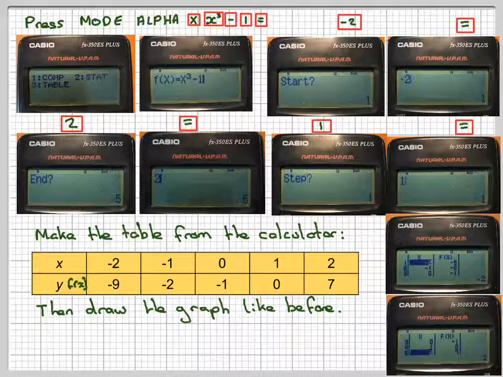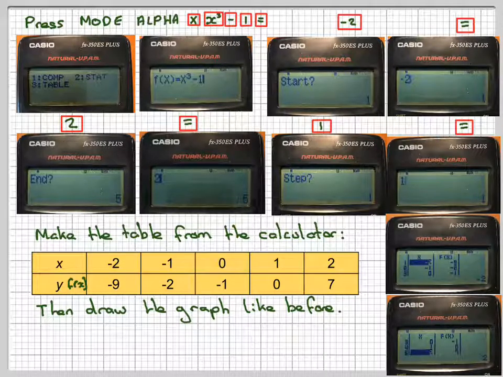Now, just one thing, obviously once we've done this, we need to get back to our normal calculation mode. In order to do that, we press mode again, and this will come up, and now this time we select number 1, comp, C-O-M-P. So to get back after doing this to the normal mode, we need to press mode number 1, and then we will be back into the normal mode.